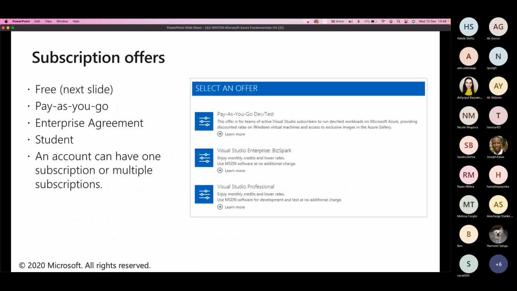So in terms of the offers that are available for subscriptions, you can have free, pay as you go, or an enterprise level agreement, which is for your entire organization, whether that's small, medium, or very large. An account can have one subscription or multiple subscriptions, so you can fit into multiple different baskets there.